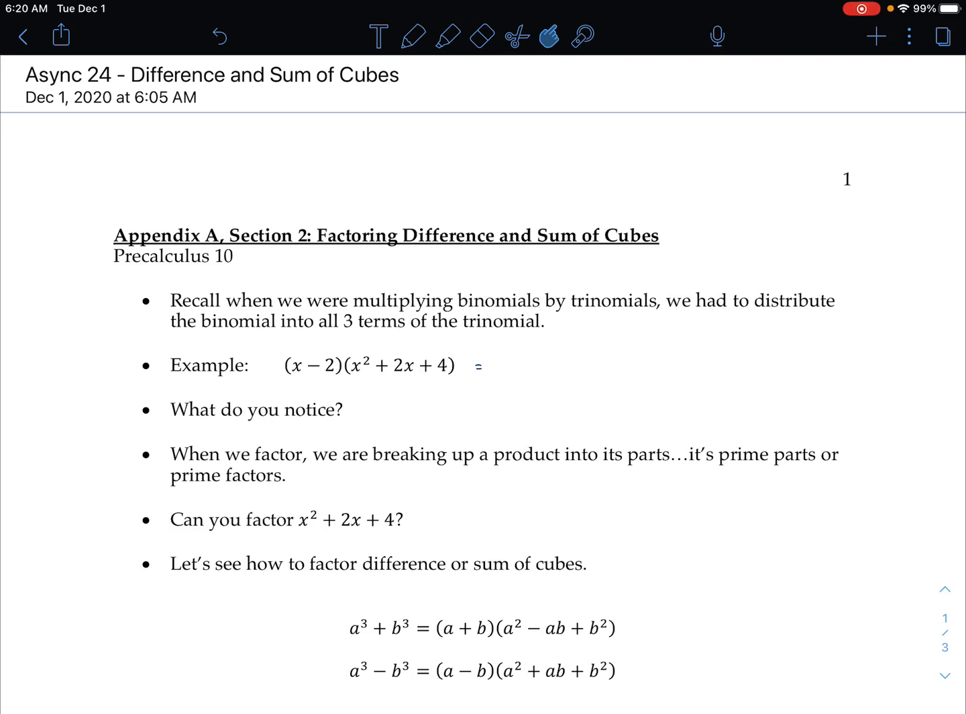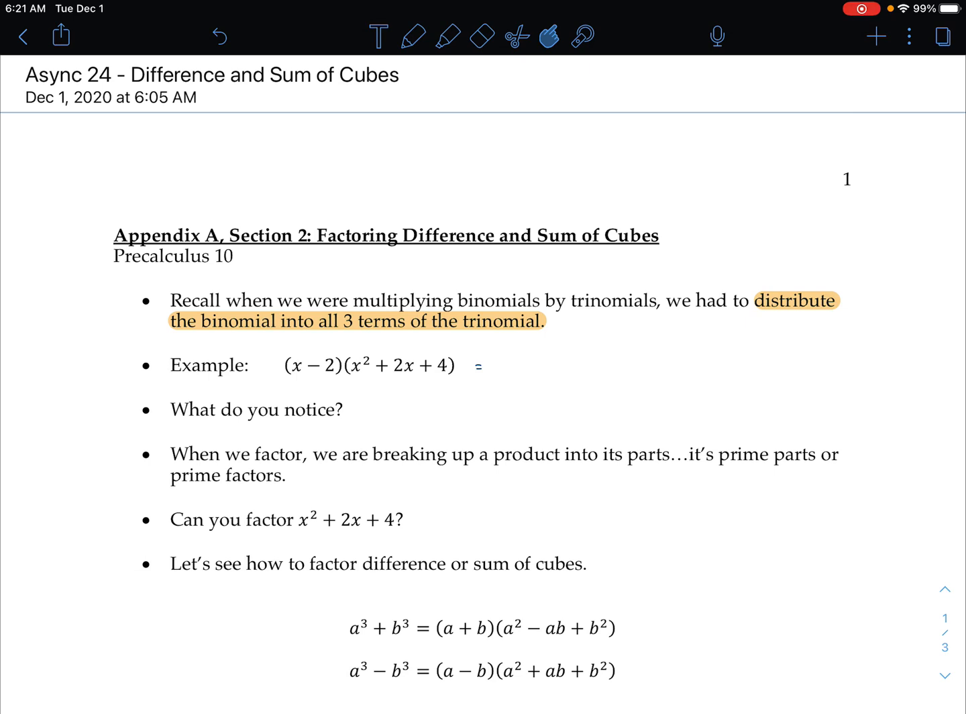Okay, gentlemen, today we're going to look at the sum and difference of cubes and learning to factor them. If we remember from what we were doing right before the test, when we were multiplying binomials by trinomials, so 2-term polynomials by 3-term polynomials, we were distributing the binomial into all 3 terms of the trinomial. Pretty much the binomial gets multiplied into every single one.